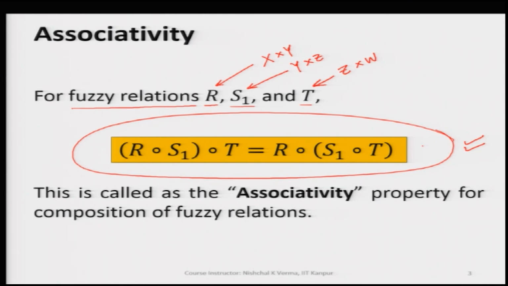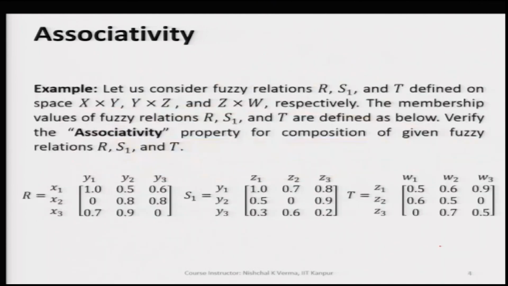This is called the associativity property for composition of fuzzy relations. So, the composition of R and S1, and then the whole of it composed with T, is going to be equal to the composition of R and the composition of S1 and T. This is what it means, and this is called the associativity property. So, let us take an example to understand this better with respect to fuzzy relations.